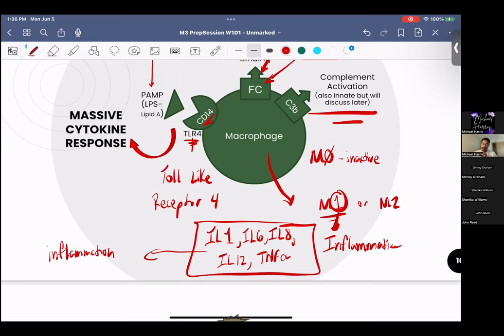Okay? So every immune response to a bacteria, to a virus, to tissue damage, not to allergies, but to any of those guys I just pointed out to, starts with this. IL-1, IL-6, IL-8, IL-12, TNF-alpha. They see the microbe, it activates the macrophages, they then release these cytokines.